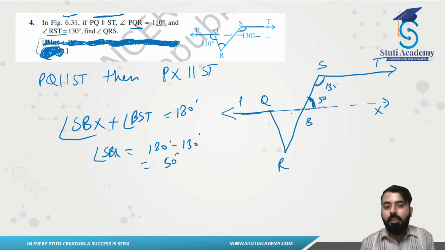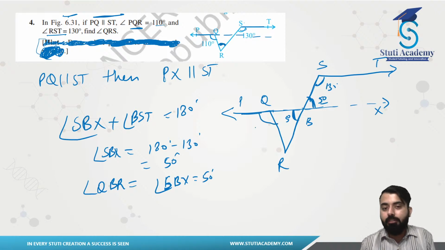So this is 50. I know this is a straight line, and this is also a straight line, so vertically opposite angles. So angle QBR will be the same as angle SBX, which should be 50 degrees as well. So if this is 50, this is also 50, right? And you guys know we have to calculate this angle, remember.